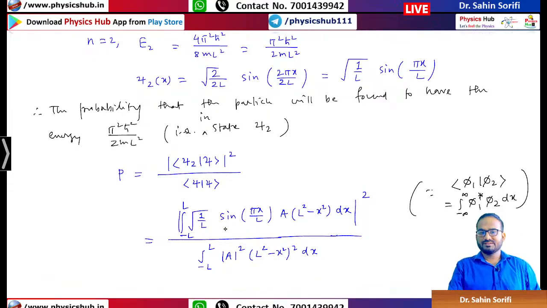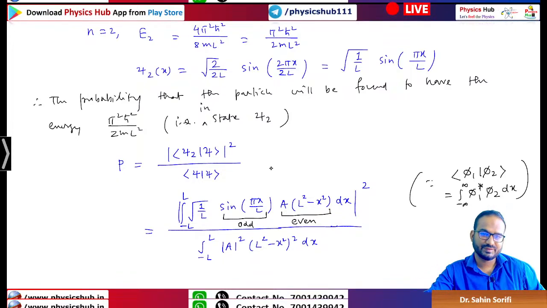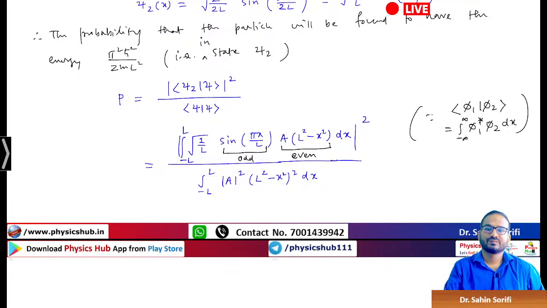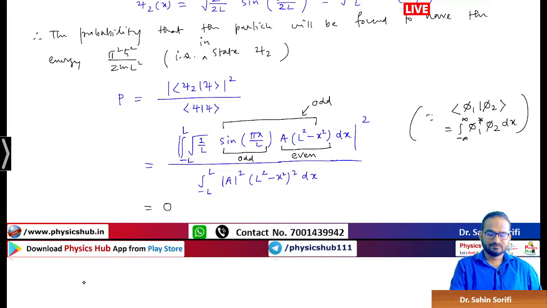Now you see this function sin pi x by L is an odd function, and A times L square minus x square is an even function. So odd times even, the product is an odd function. If the product is odd, then for an odd integrand the result is 0. Clear? So what is the probability? The probability to find the particle in the first excited state is 0.